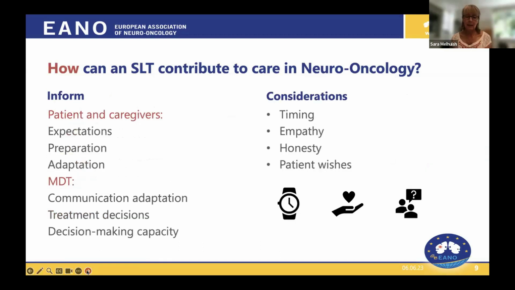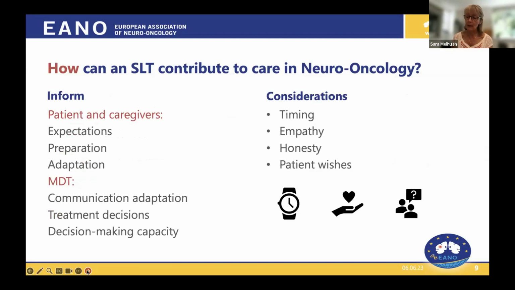Informing patients and caregivers of assessment findings is key. It allows them to adapt and prepare. It allows them to prioritise and to manage expectations. Informing all those involved in the patient's care of any communication deficits is so important to enable optimum participation for the patient in their treatment and care decisions.